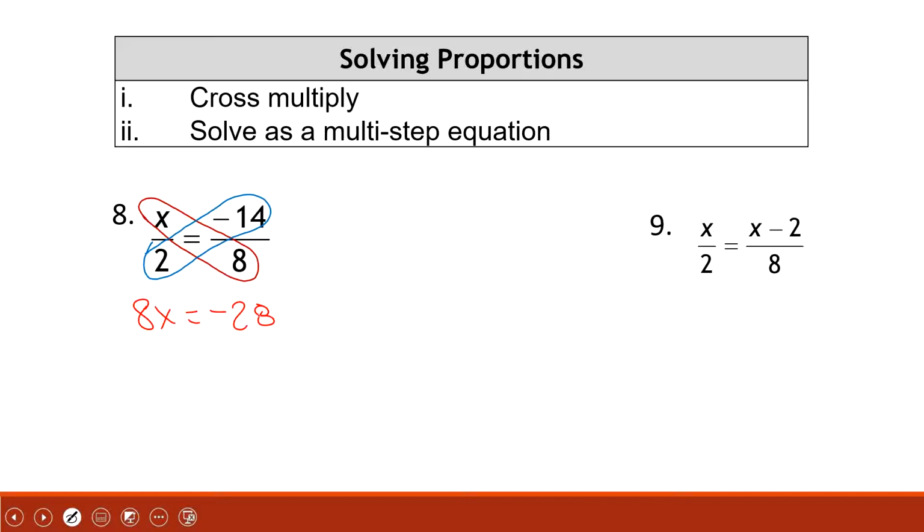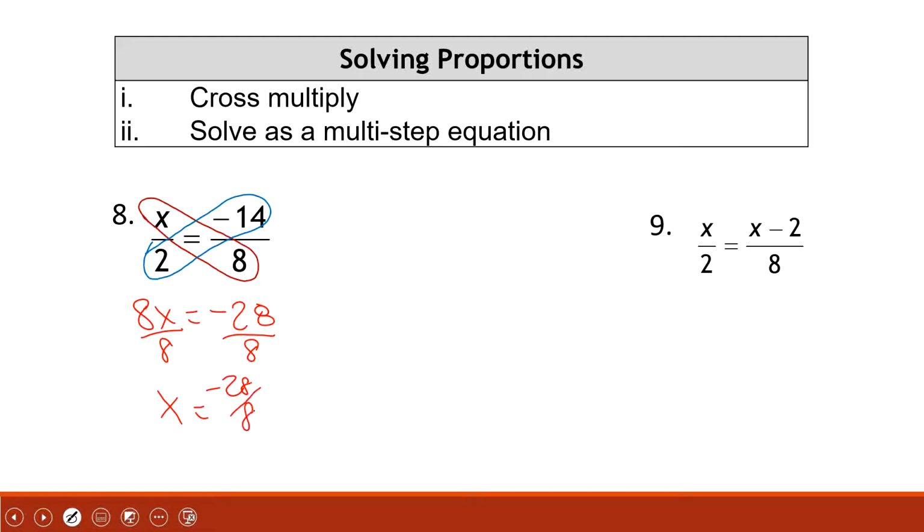So when we do that out now, we're solving for x again. So we're just dividing by 8. We've pretty much taken all the other steps away. So we just divide by 8. We're left with x equals negative 28 over 8.